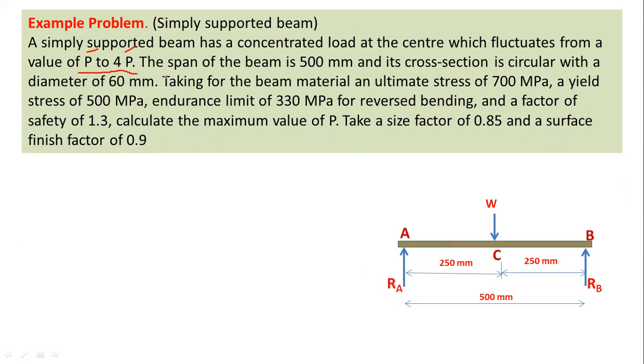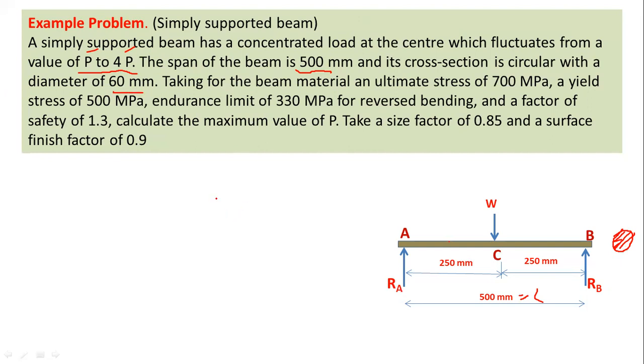By using these details, you have to find out the value of P. The span of the beam is 500 mm. Span means length of the beam. Length of the beam equals 500 mm. So this is the L. Its cross section is circular, so the shape of the shaft is a solid circular shaft, and the diameter is given here. The diameter of the shaft equals 60 mm.